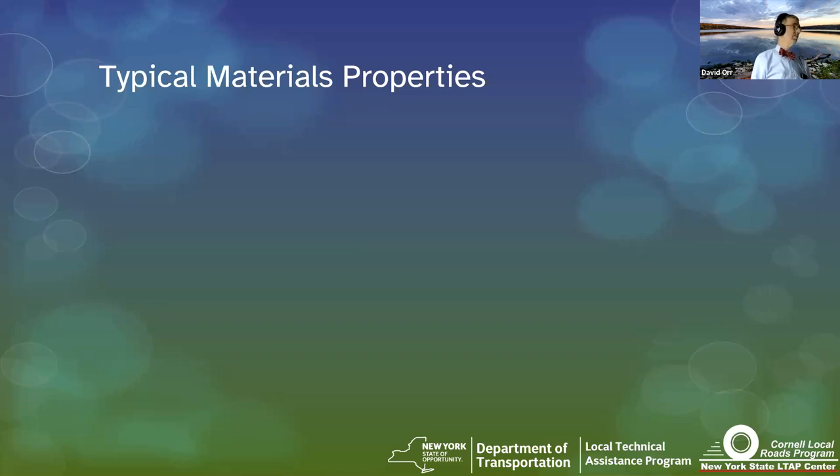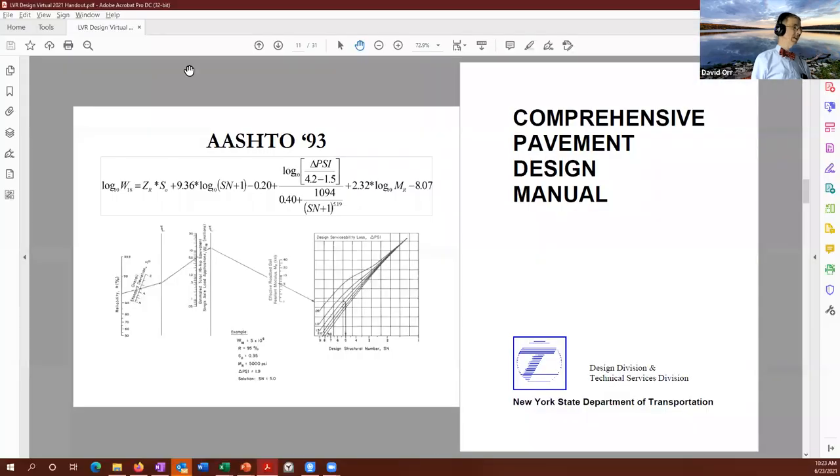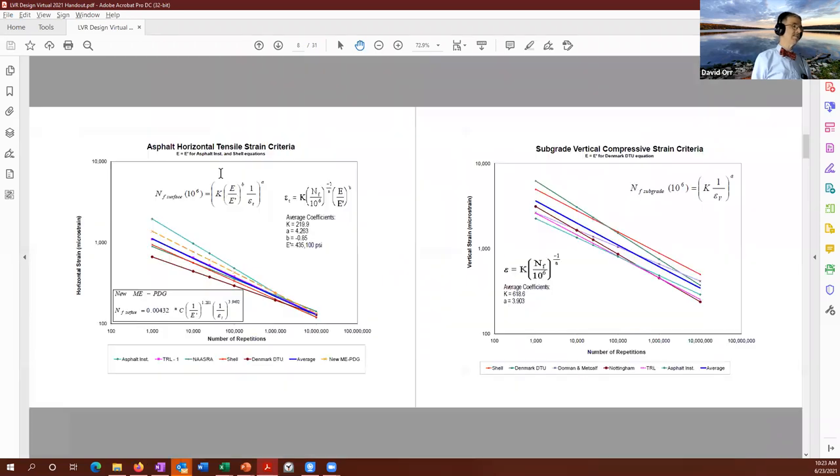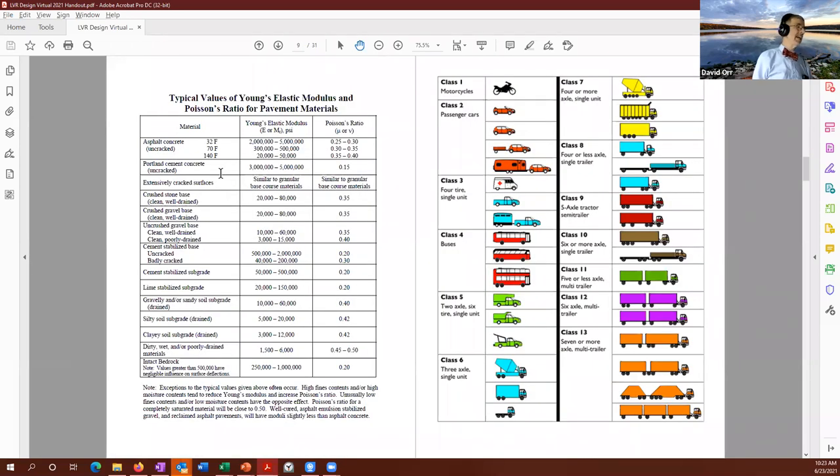There we go. One of the things we gave you is a typical value sheet. Okay. So about page 9 in the handout is a list of typical values of the stiffness of the various layers. So for asphalt concrete that's uncracked, it could be anywhere from as high as 5 million in the middle of the winter down to literally on a really hot day, it can be really soft. Asphalt concrete can get down under 100,000 PSI.